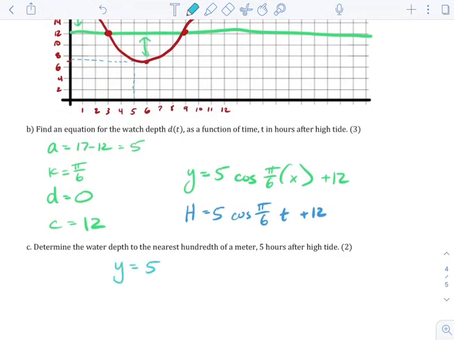So y is equal to 5 cos pi over 6 times 5 plus 12. So in this case, ask yourself, what does my calculator need to be in? Should it be in radians or should it be in degrees? You should look at it and say, well, I see that we have pi over 6. That's in radians. So I'm going to have my calculator in radians. So we put in 5 cos pi over 6 multiplied by 5.